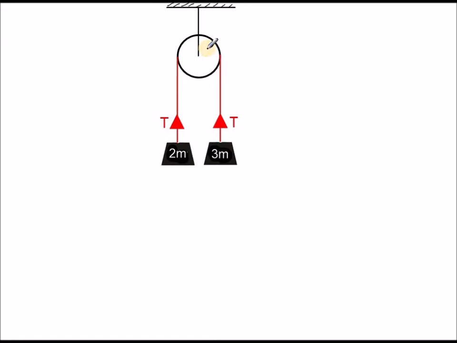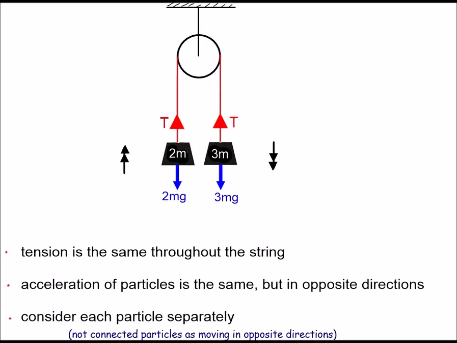The pulley is smooth, so there is no friction on the pulley. We cannot treat this system as connected particles because they're not moving in the same direction. This is moving upwards and this is moving downwards, so we can't do that.